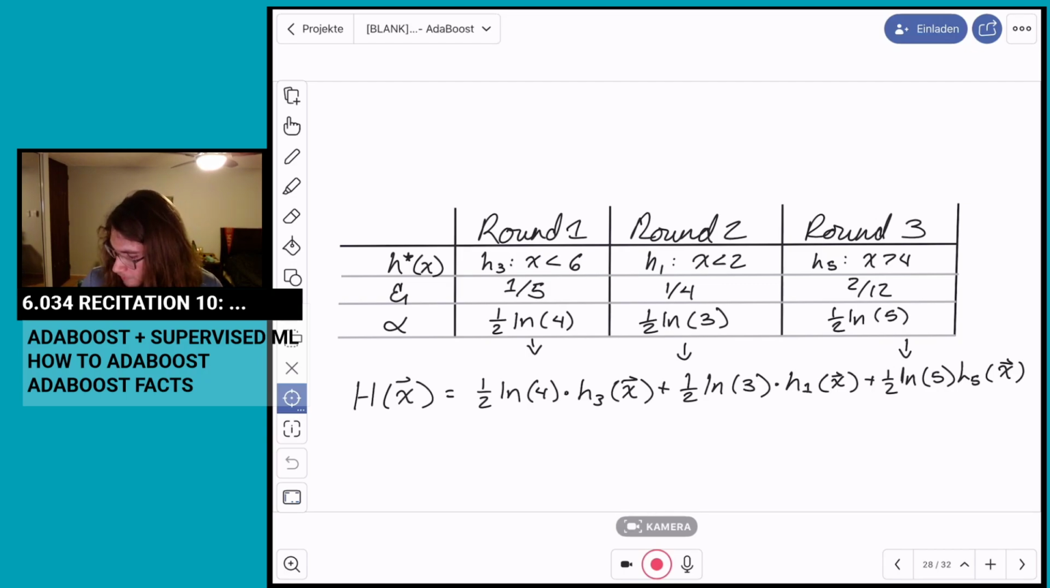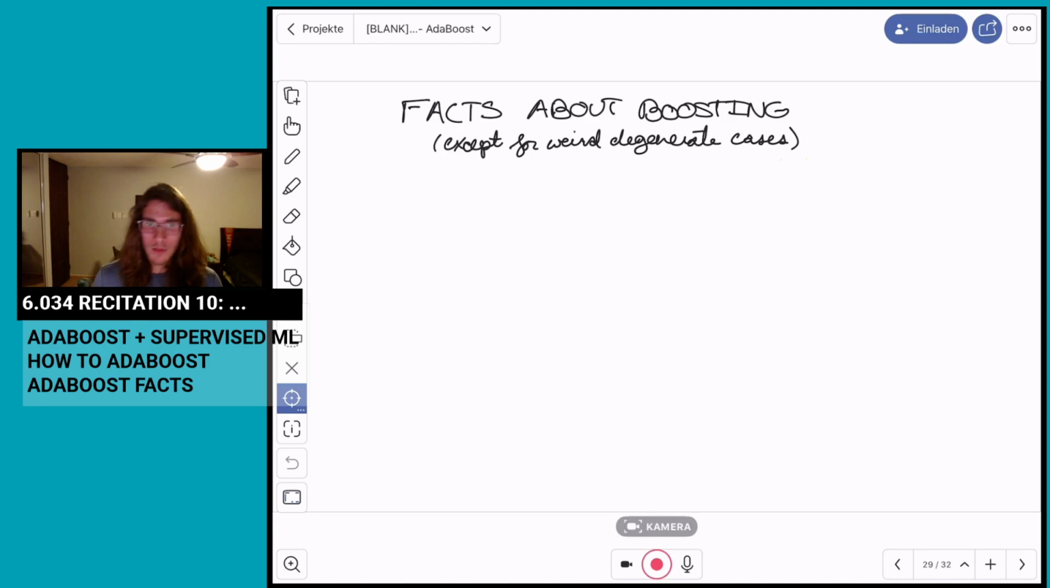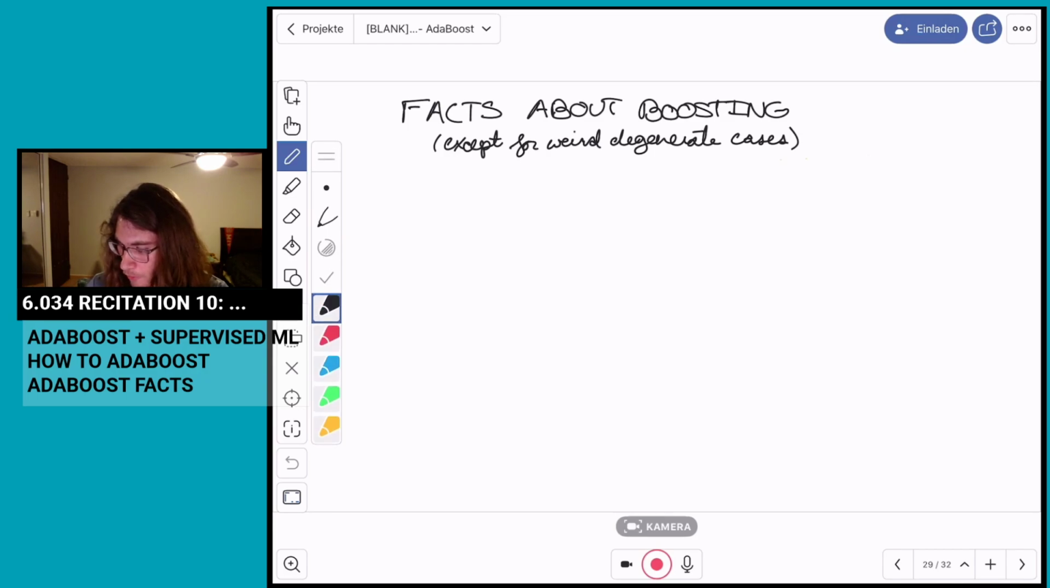So for the tail end of recitation, I just want to cover a few facts about AdaBoosting, and I started hinting at them while we were working through the example to make you aware of these patterns. These are generally true in AdaBoosting, except for weird degenerate cases, none of which you will see or work on in 6034. So they are generally the case.